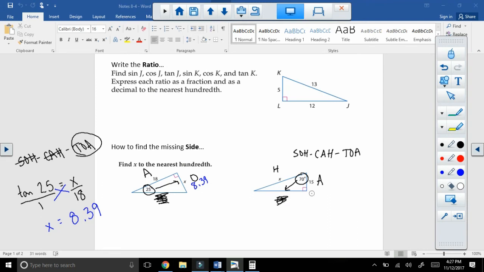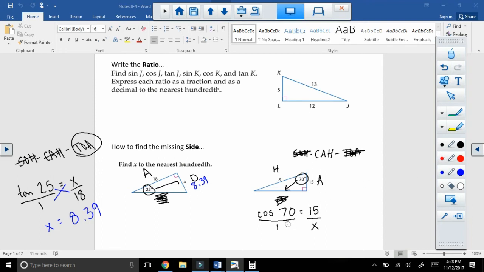I don't have the opposite. I don't want to know the opposite, so I don't use sine and I don't use tangent. The ratio that includes the adjacent and hypotenuse is cosine. So I'm going to set this up. The cosine of the angle equals the adjacent leg, which is 15, over the hypotenuse. And again, my recommendation is to write that as a proportion.